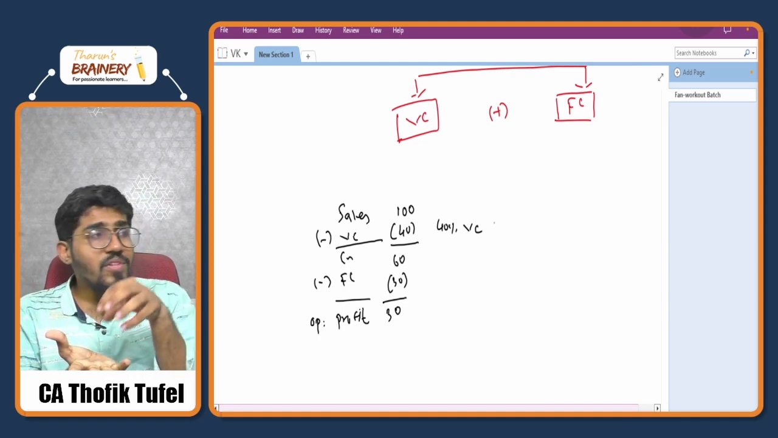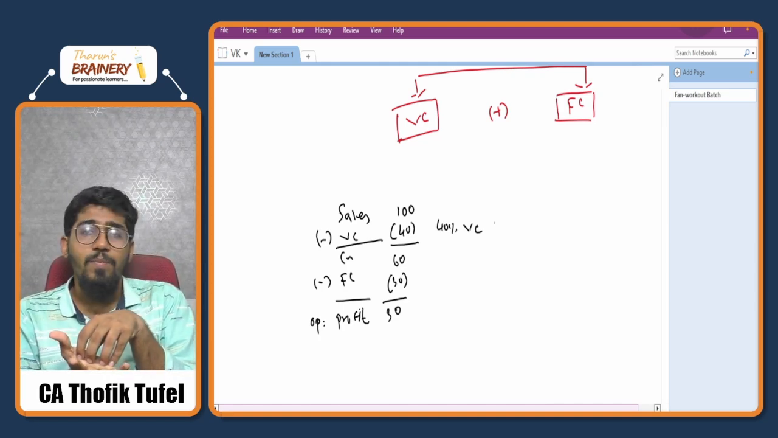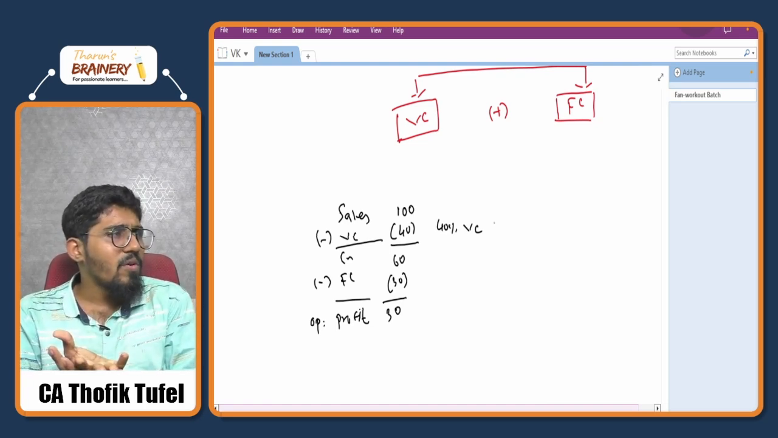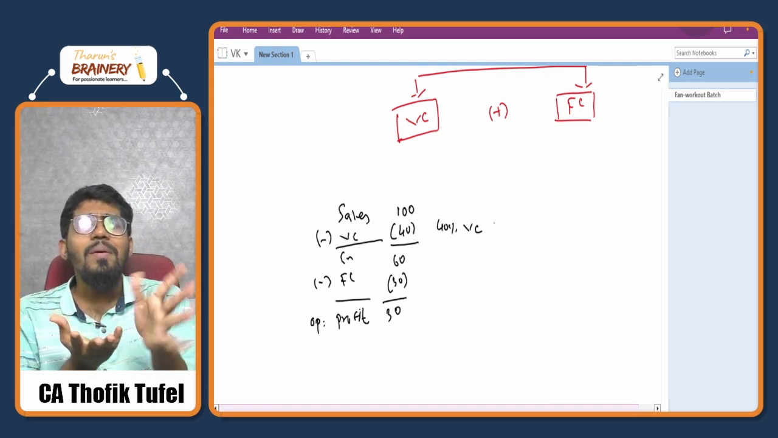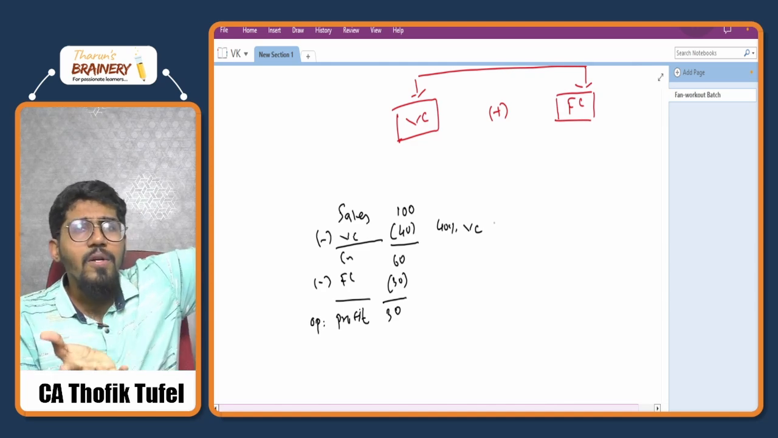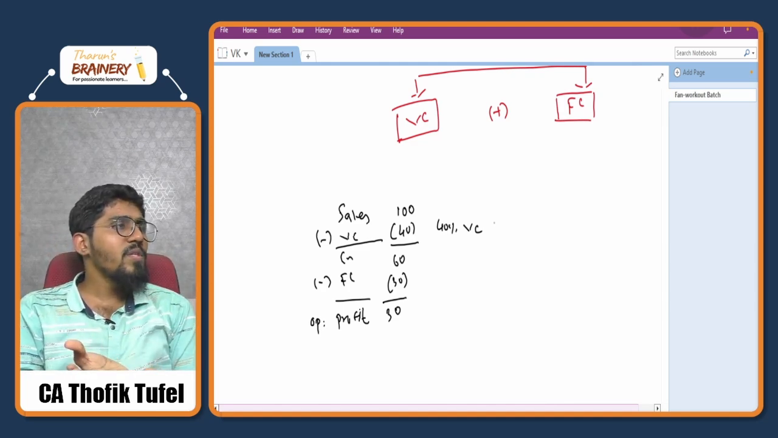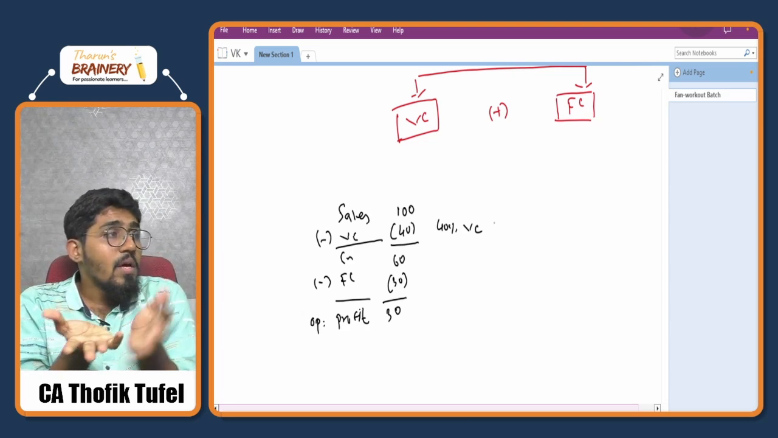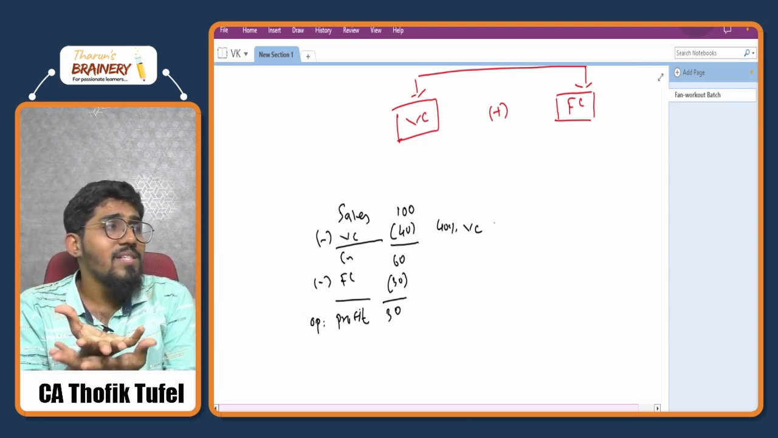Now, which means sales, you have made sales of 100 rupees. When you're making sales of 100 rupees, you have to purchase raw material. 40% is the cost of raw material, so 40 rupees will go out. Now what is remaining? What is the amount that you can see in your hands? 60 rupees is in your hand.